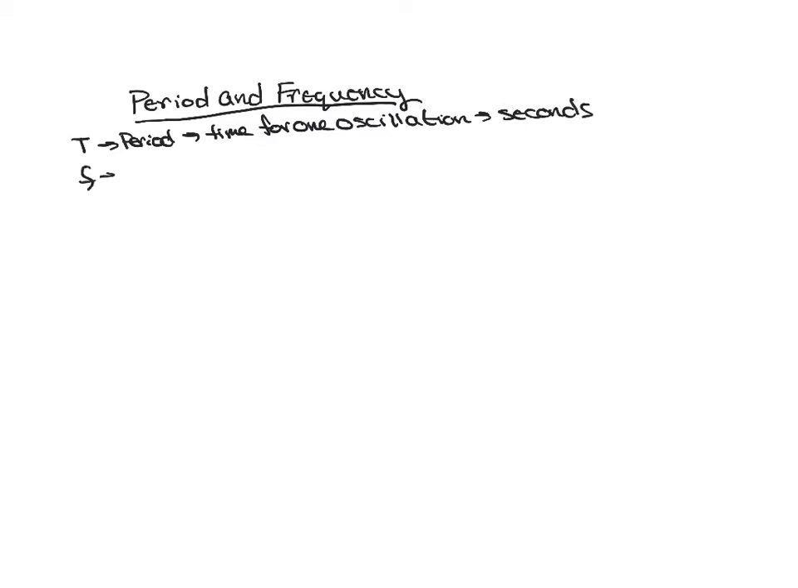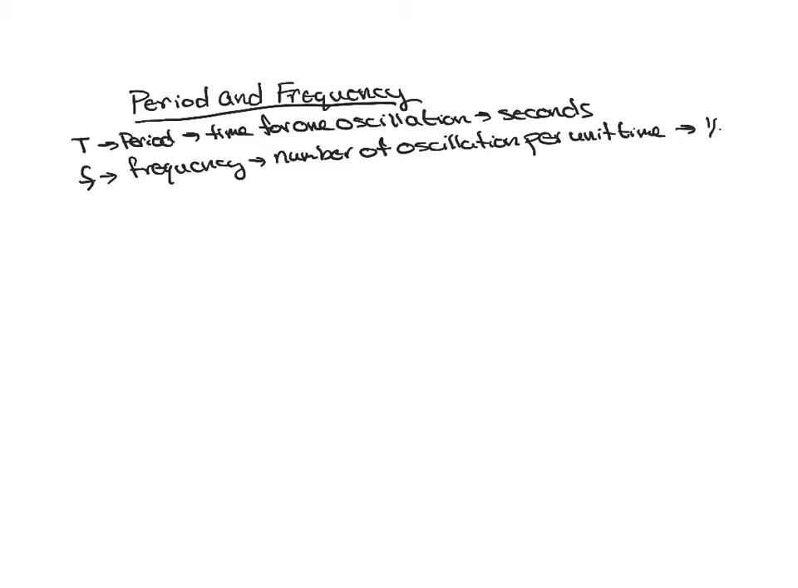But we're going to introduce a new variable here called frequency. And frequency is the number of oscillations per unit time. So this is going to have units of 1 over a second, which is equal to a hertz. And as their units imply, they are inversely related to each other. So the period is the inverse of frequency, or frequency is the inverse of the period.